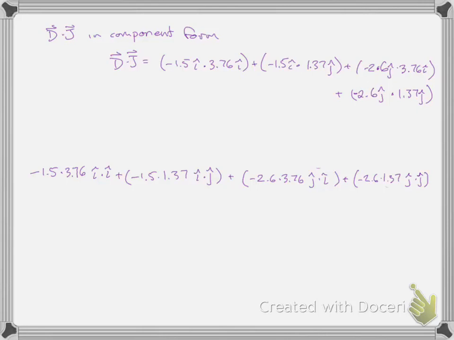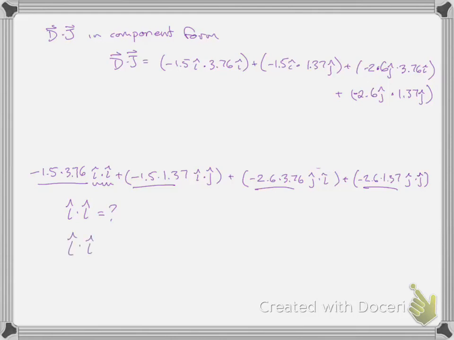And notice what I'm left with is I can plug into a calculator or do in my head what 1.5 times 3.76 is and 1.5 times 1.37, etc. We can plug those in. But let me just look at i dot i. Just as an aside, what is i dot i? i dot i equals what? It is two vectors.